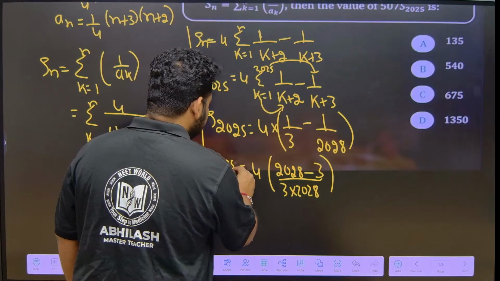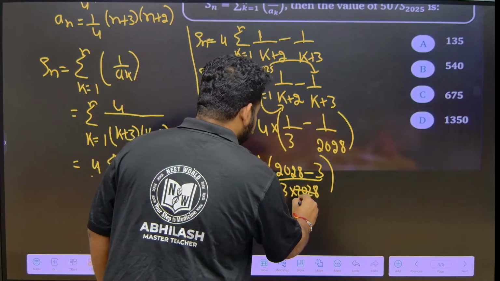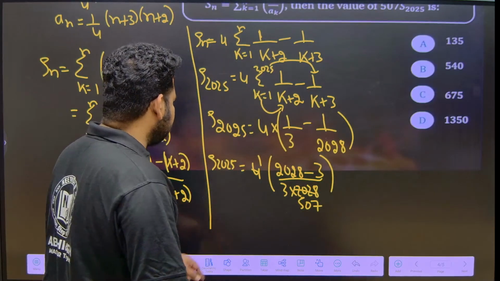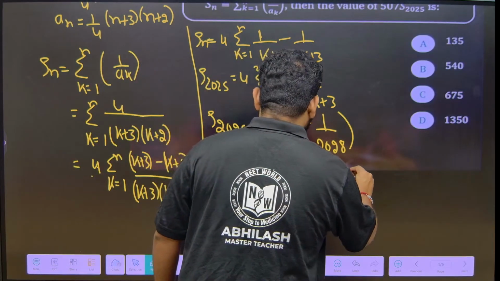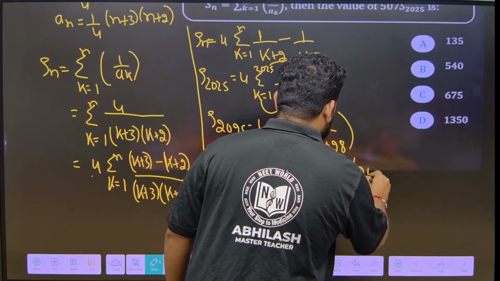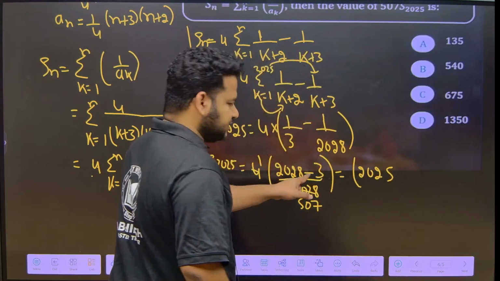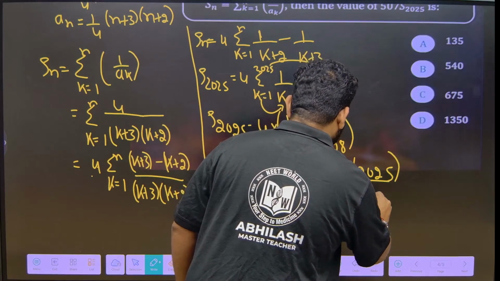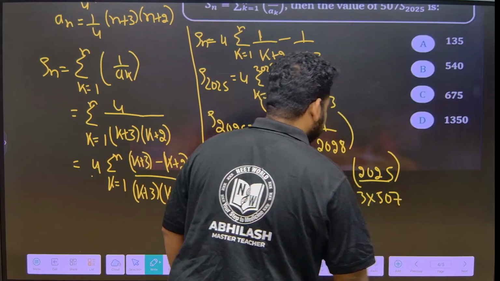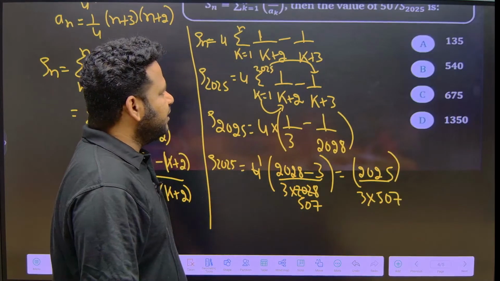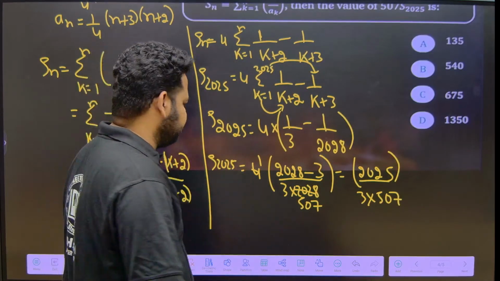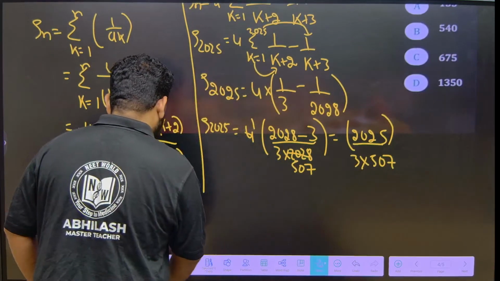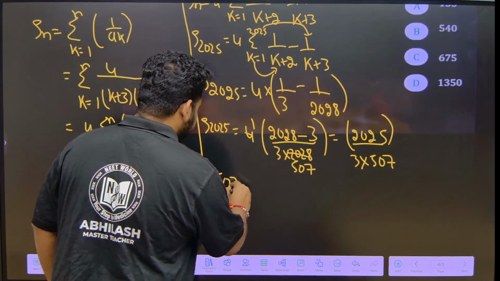Okay, now what can I do? This is 4 ones are, 4 5s are and 4 7s are. So S2025 is what I got? I got it as 2025, because 2028 minus 3 is 2025, divided by 3 into 507. This is what I got. Now they are asking us to find 507 times of S2025. What is the question that they are asking? Very simple question, 507 times of S2025.